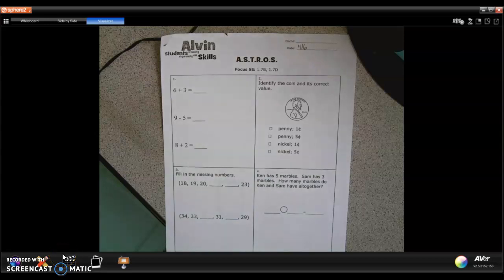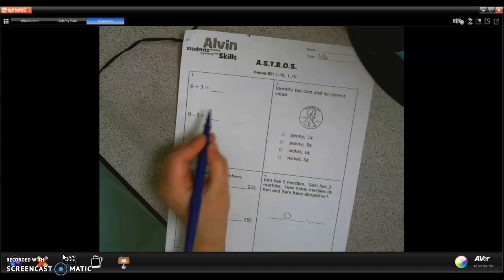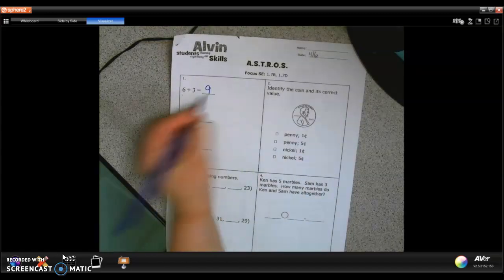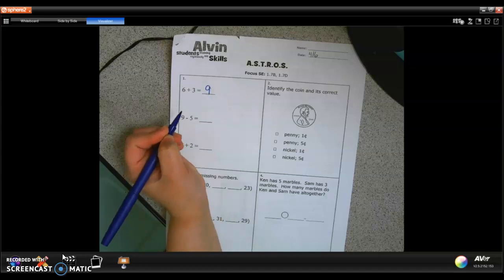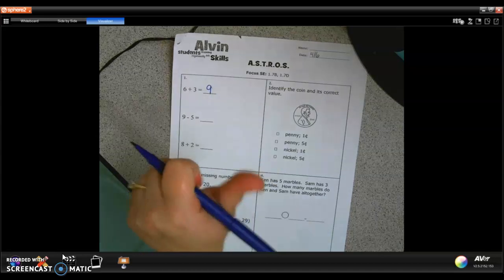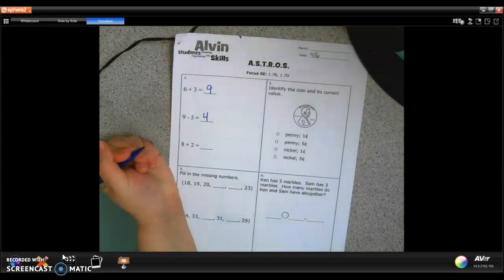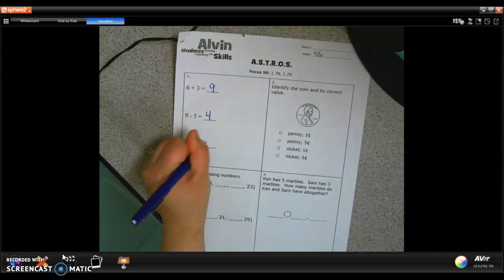So today we're going to be doing 1.7b and 1.7d. The first three problems you're going to solve on your own, however you want to do it. You can use counters, manipulatives, pictures. So I know 6 plus 3 is 9 because I'm joining. I know 9 minus 5, 5, 6, 7, 8, 9 is 4. And I know 8 plus 2 is 10.